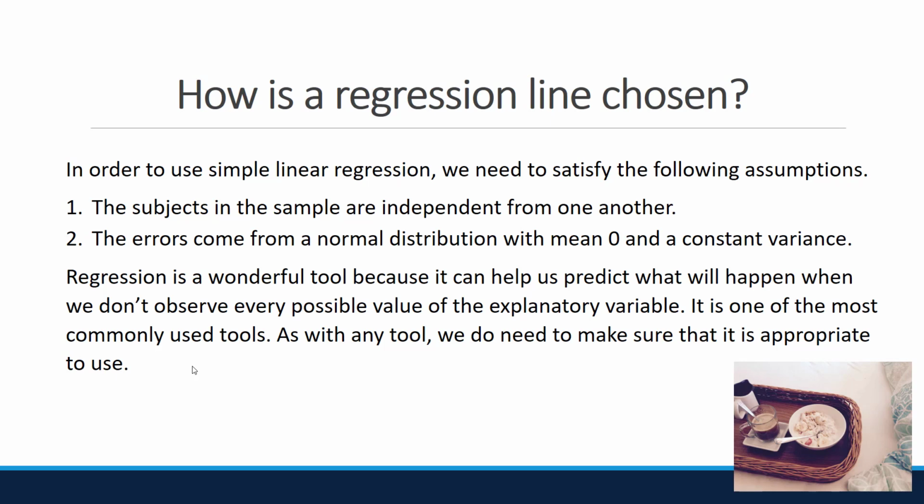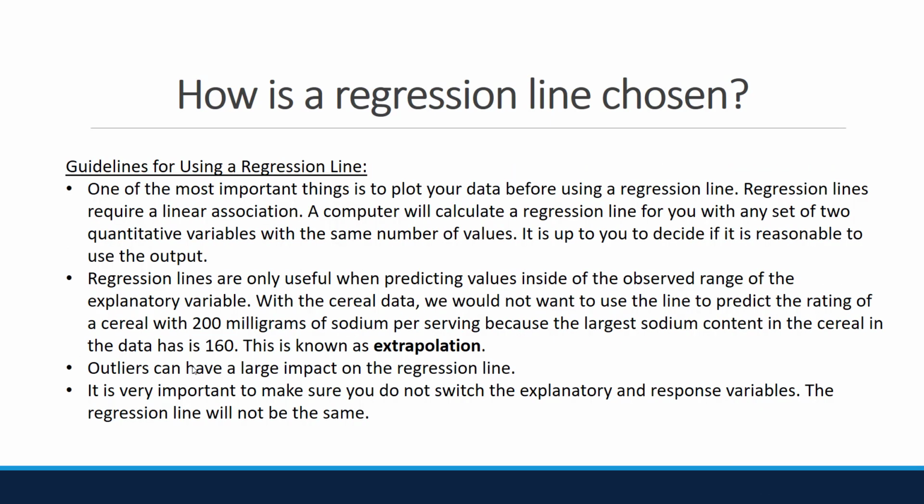Regression is a wonderful tool because it can help us predict what will happen when we don't observe every possible value of the explanatory variable. It is one of the most commonly used tools. As with any tool, we need to make sure that it is appropriate to use. So we have some guidelines for using regression. One of the most important things is to plot your data before using a regression line. Regression lines require a linear association. A computer will calculate a regression line for you for any set of two quantitative variables with the same number of values. It's up to you to decide if it is reasonable to use the output.